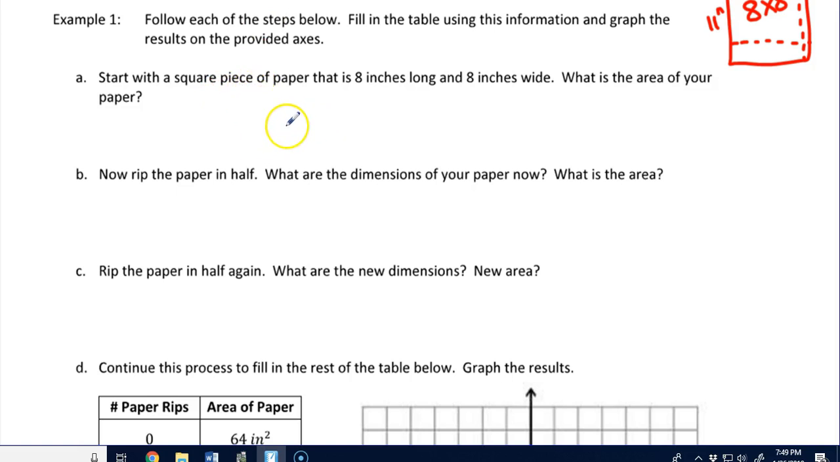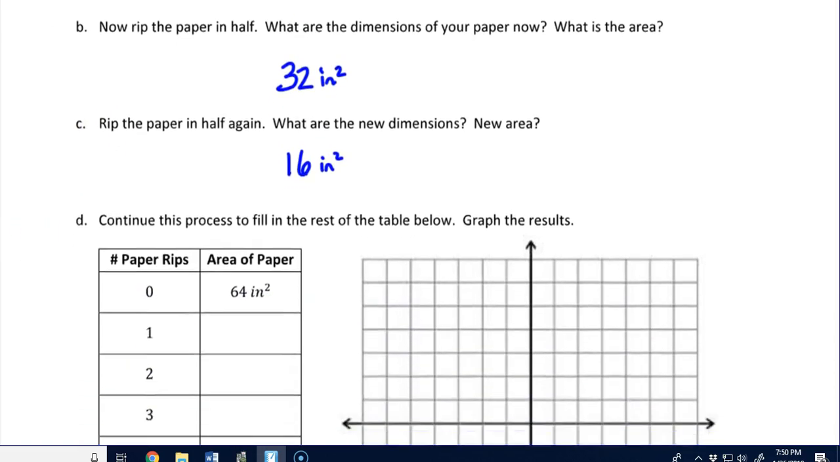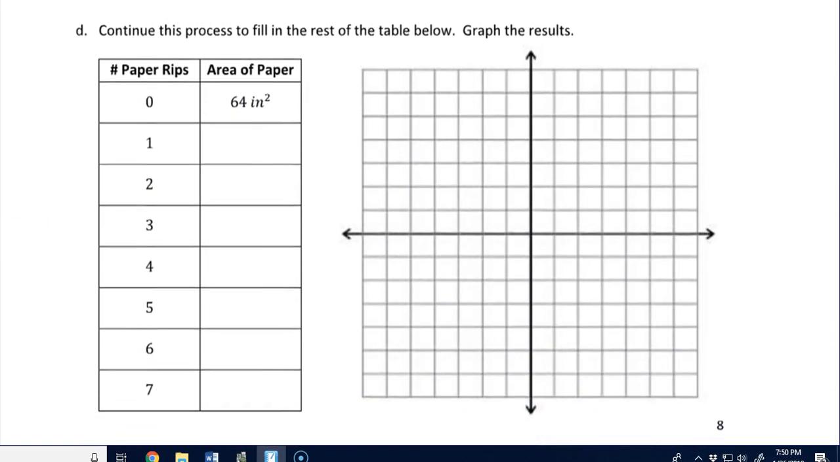Okay, so if you identified, you'd have 64 square inches for an 8 by 8. If you ripped it in half, well, you'd have half of that, right? So 32 square inches. Rip it in half again, you'd have 16 square inches. So continuing that process, I'd like you to complete this table until you run out of space. Play the recording when you're ready.